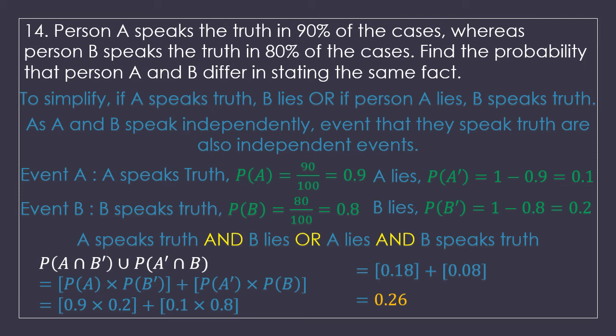So the probability that when there is a single fact which A and B are supposed to state, they will differ in their answers. That means A and B will not give the same answer, they will give different answers. The probability of happening of that event is 0.26.